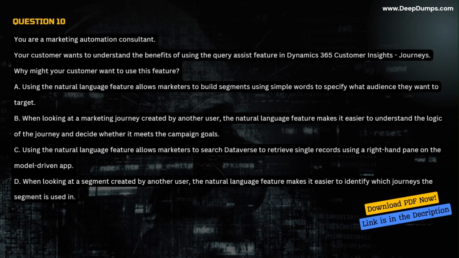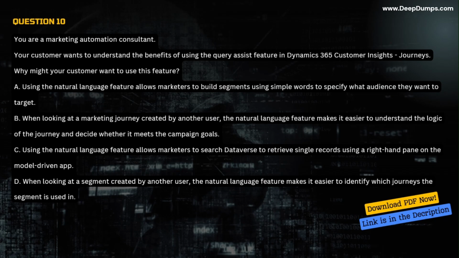Question 10. You are a marketing automation consultant. Your customer wants to understand the benefits of using the Query Assist feature in Dynamics 365 Customer Insights journeys. Why might your customer want to use this feature? A. Using the natural language feature allows marketers to build segments using simple words to specify what audience they want to target. B. When looking at a marketing journey created by another user, the natural language feature makes it easier to understand the logic of the journey and decide whether it meets the campaign goals.